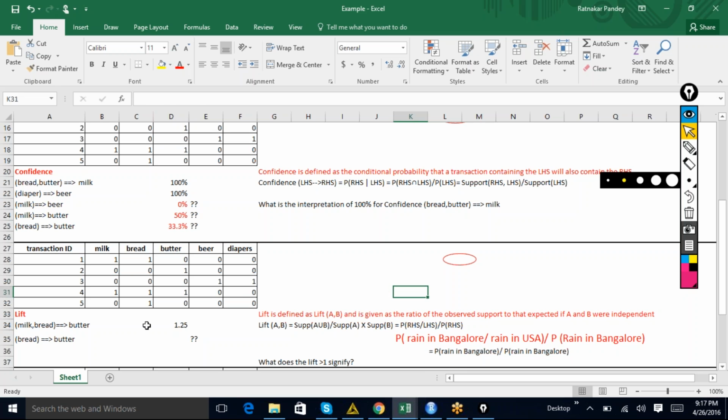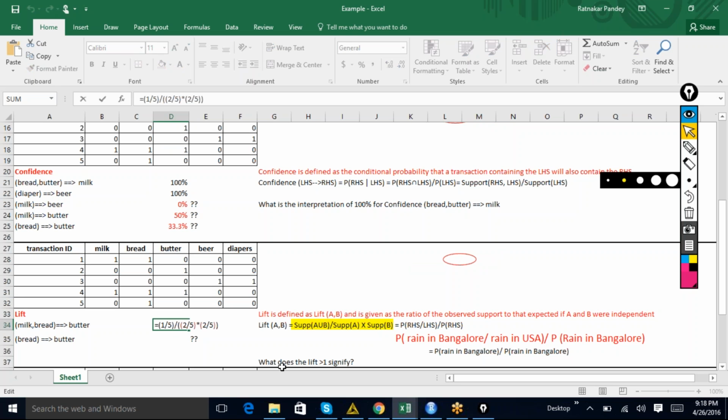Okay, so let's define the first one here, and follow the same math as what we have done here. You'll have to look at this question. If you're defining the lift of A and B, Vijender is clear as well. So the lift of A and B is nothing but the support of A union B divided by support of A times support of B. A union B is nothing but where both events are happening.